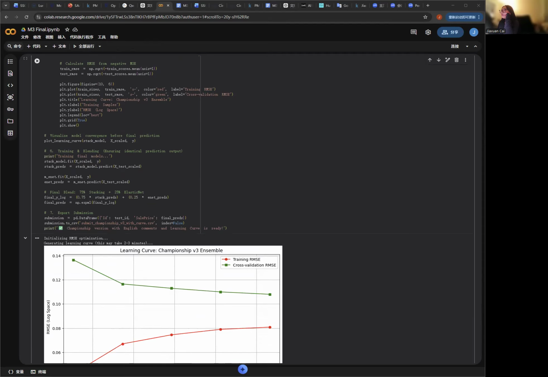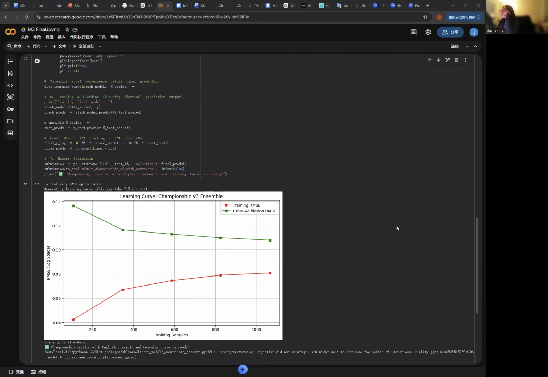After validating model fit, we train the final stacking model on the full dataset. We also train the elastic net separately and blend the predictions. We use 75% stacking and 25% elastic net. Stacking provides strong predictive power. Elastic net provides stability and reduces bias. Blending balances bias and variance and slightly improves final RMSE.